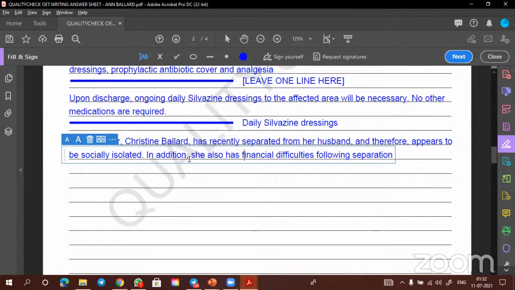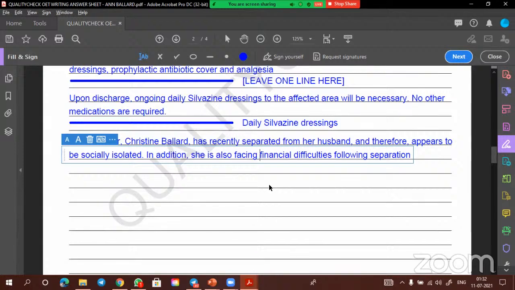She also has, or she is also facing. Instead of "has," you can use facing or encountering. Okay, financial concerns. You need not write the same word, difficulties. You can say problems, issues, concerns. Use your English. That's all. She also has financial concerns.